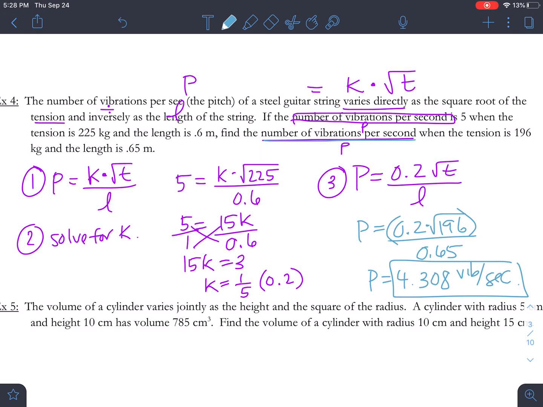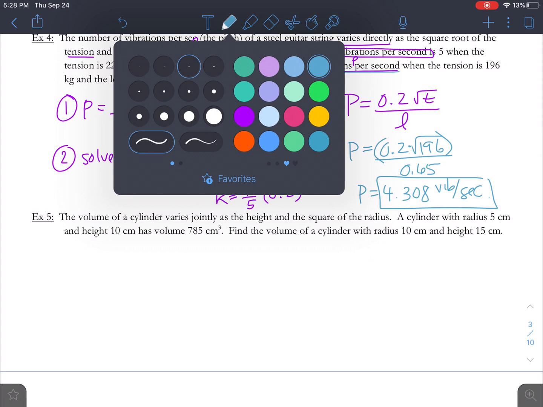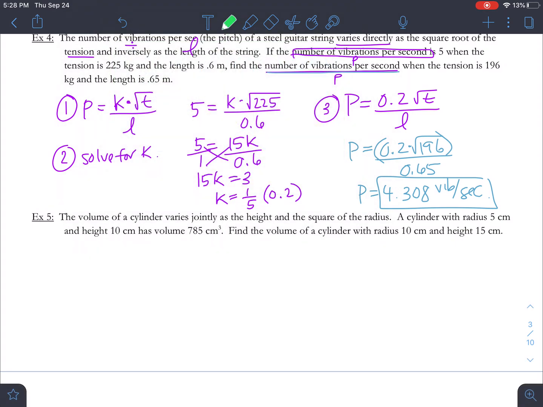All right, and we have one more to try out here, guys. Example 5, volume of a cylinder, a little throwback to geometry for you. And this is a fun one because we'll see the connection here of why the constant matters. So let's take a look at this one. It says the volume of a cylinder varies jointly. So I'm going to do V for volume. Varies jointly, that's K times multiple things. So it says jointly as the height, so H, and the square of the radius. So these are all multiplied together since it said jointly. So step 1, volume is equal to K times H times R squared.